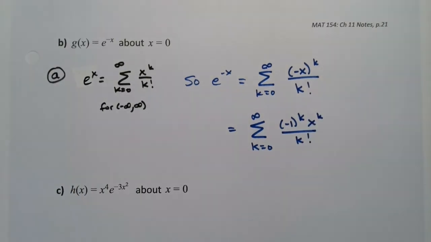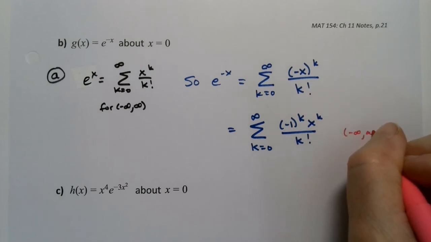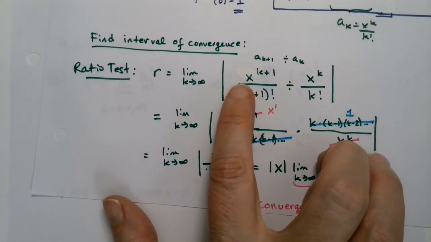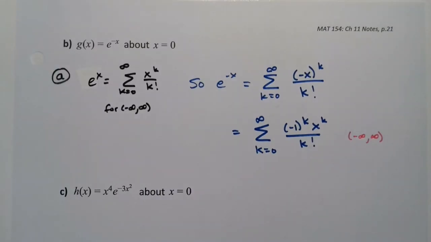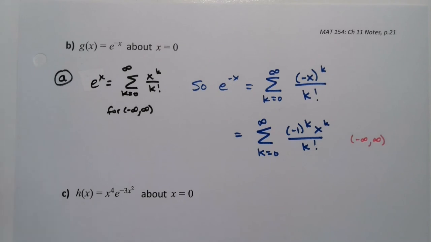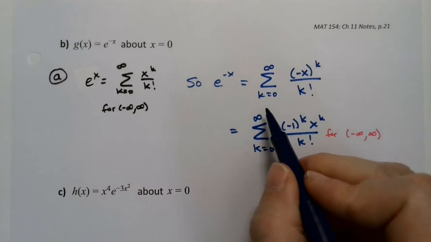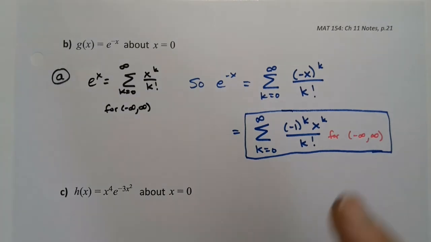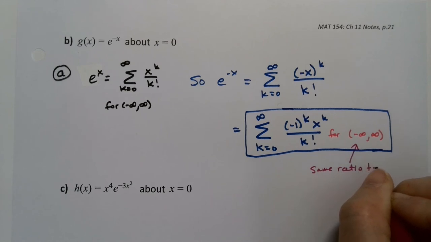It would also be for negative infinity to infinity, and the reason is that the ratio test would be exactly the same. When you look at the ratio test, all that would change would be a negative 1 to the k, but that will disappear because of the absolute value. So this is literally the exact same ratio test as part A. So let me box this, and we can just make a note: it's the same ratio test as A, so we don't have to show it. We just did it.